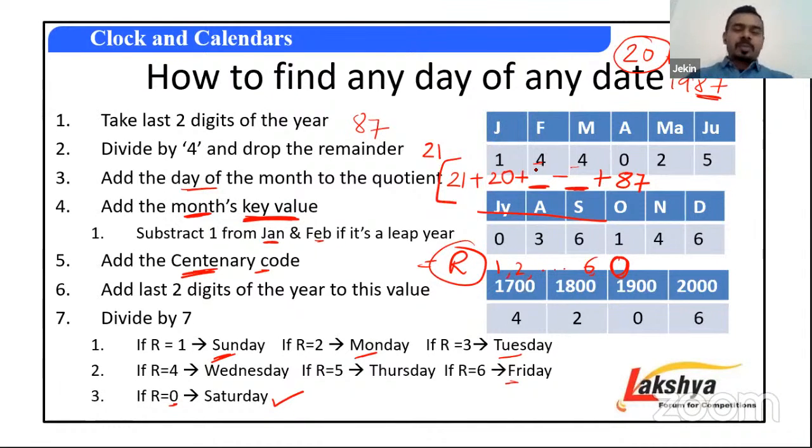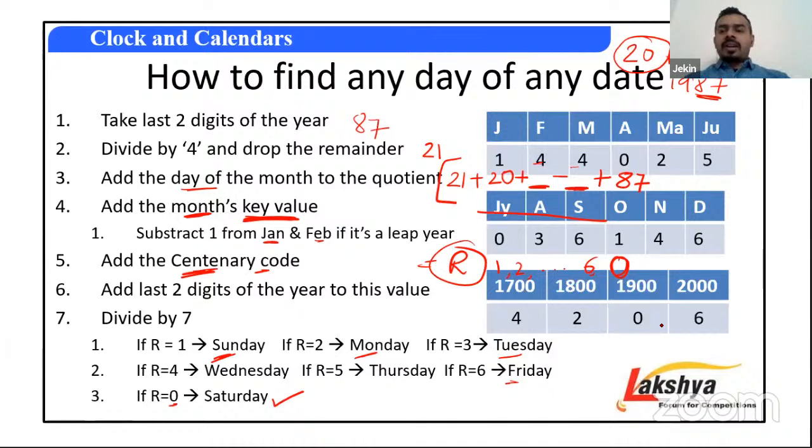You have to revise it. Even if you revise these codes 3 days before the exam and then repeat them daily, you will remember these codes. All right. Now, similarly you have centenary codes 4, 2, 0, 6. If the year is 1700 then 4, if 1800 then 2, 1900 then 0. Right now our year is 1987. 1987 will fall under 1900. So what is the code for 1900?